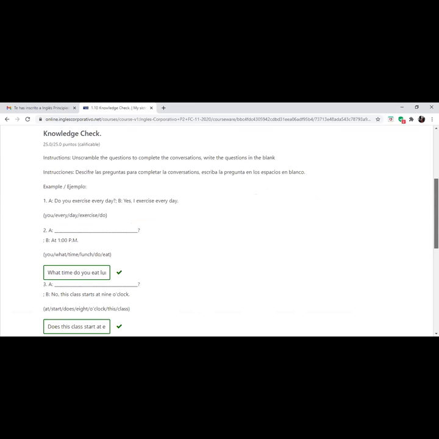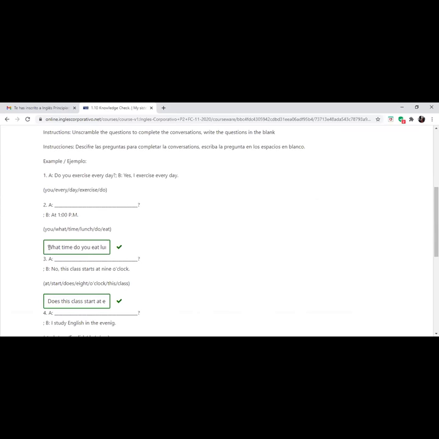Este knowledge check básicamente es de completar, ¿verdad? So what do you have to do here? ¿Qué tenemos que hacer aquí? You have to order the question. Vamos a tener que poner en orden la oración, ¿verdad? So whenever you have a WH, cuando tenemos una WH word, primero va la WH question. What? What time do you eat lunch? Y vea que no le pongo el question mark, no se lo escribo acá, because it's already written here, porque ya está escrito acá, ¿verdad?